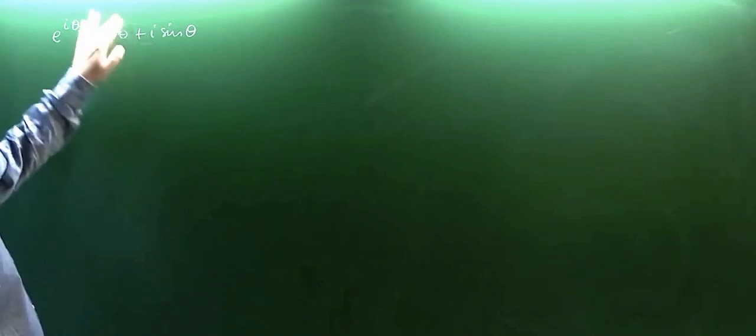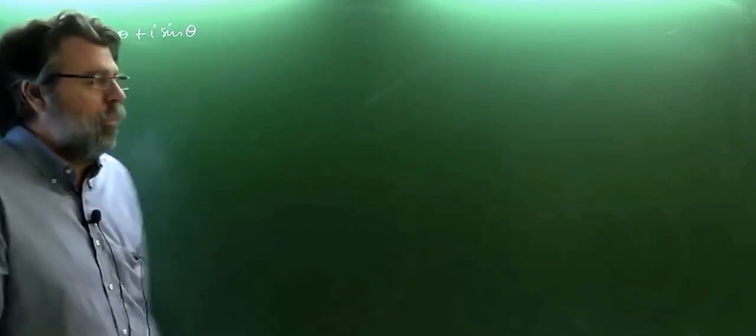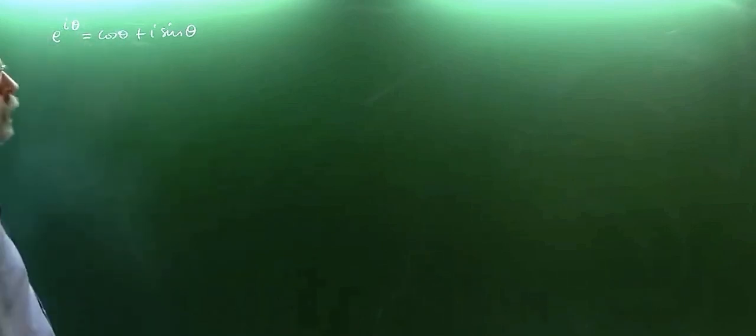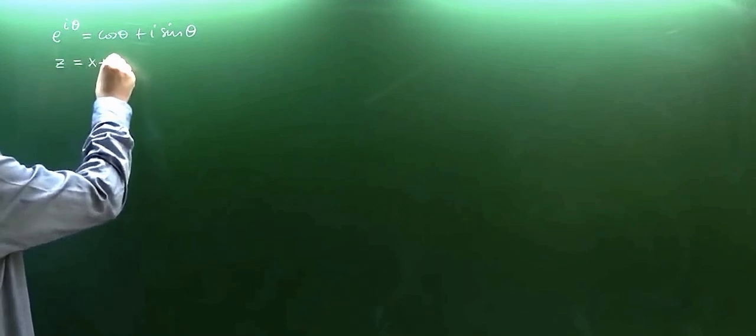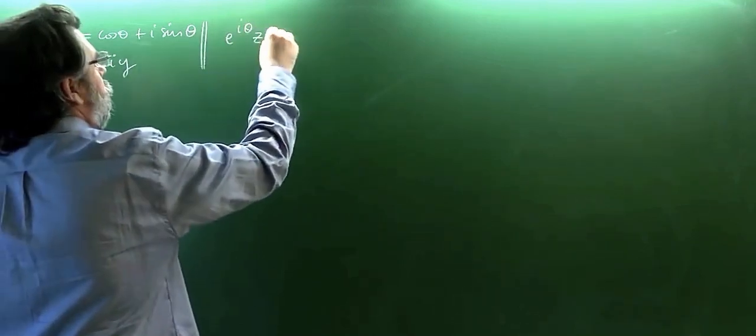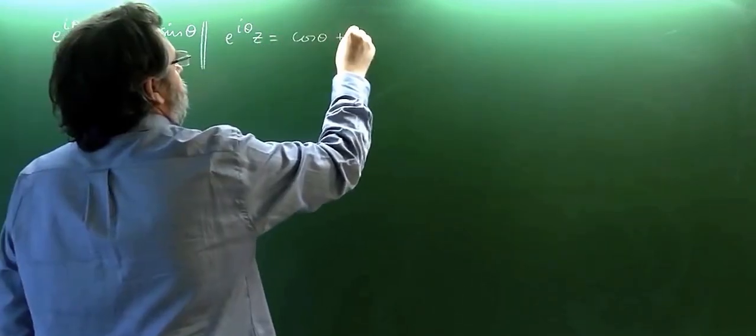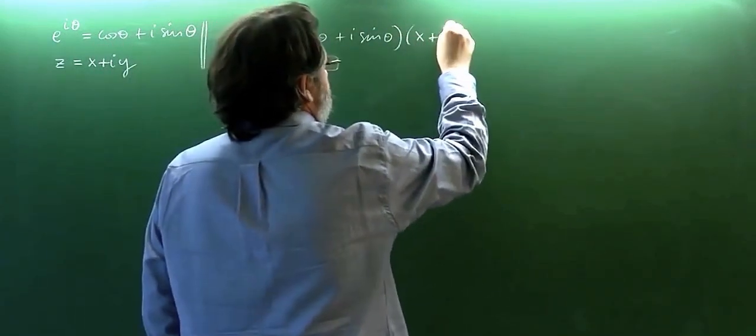Let's assume that you either believe this or know it, and for whatever reason someone wants me to tell you how to deduce this. Well, I can do it, but let's assume that we know this and let's imagine that we have a complex number z equals x plus iy. And we're going to do this innocent multiplication. We're going to put cosine of theta plus i sine of theta multiplied by x plus iy.